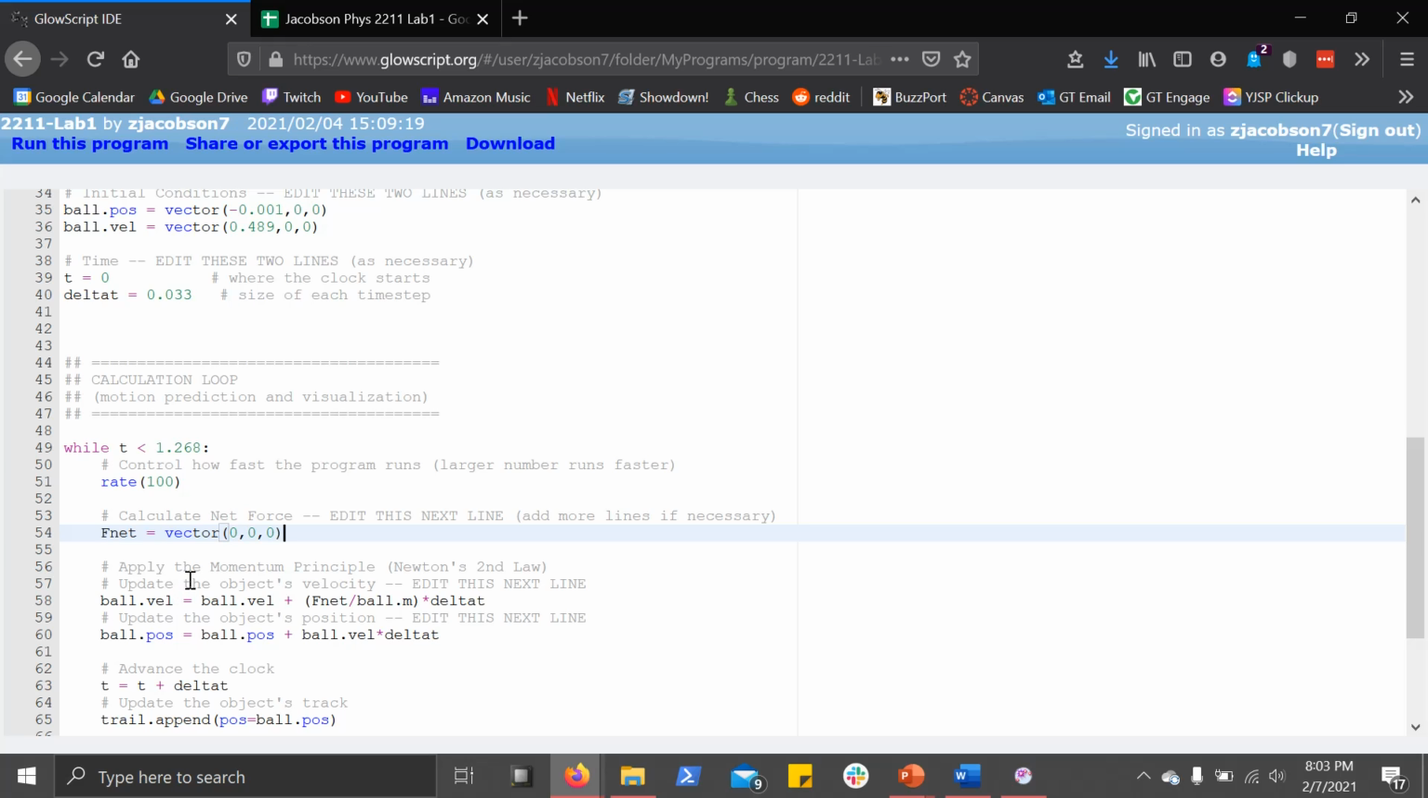The velocity used is 0.489 meters per second, which is the initial velocity from the experiment. I chose this velocity because, since we are assuming that the net force on the ball is 0, the velocity should not change at all from the initial.